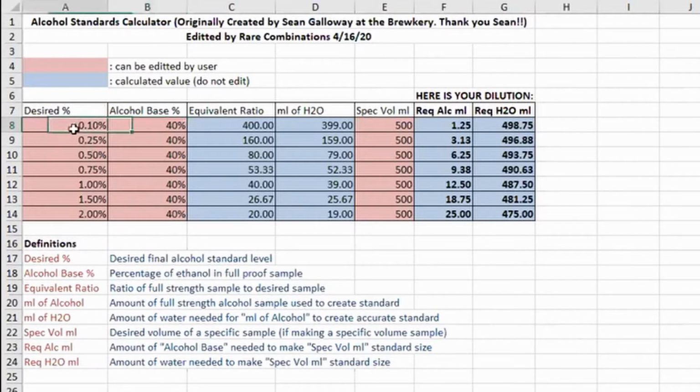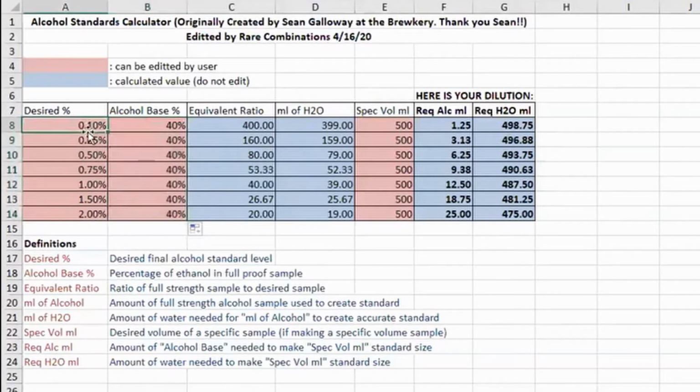What we have here is our desired alcohol percentages. You can change these. I made these pink cells ones that you can change. And then this next column is the alcohol percentage of the alcohol that you're diluting. In this case, it's probably something like an 80 proof, 40% vodka, but you could also change this and make it 100% ethanol if that's the stock solution that you have. But let's stick to the 40% solution, because I think that's what most people have in stock. It's pretty easy to get at liquor stores.